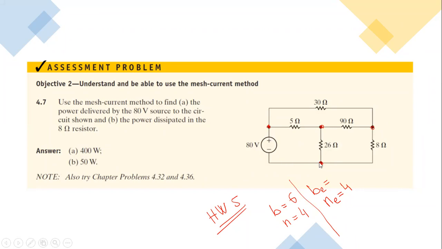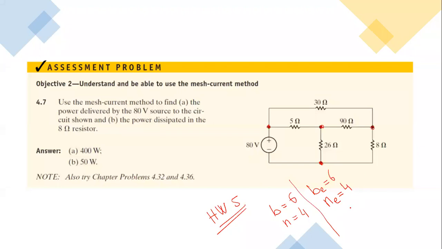So this is an essential node and this is an essential node, so this will be a branch. This is an essential node, this is an essential node, this will be a branch. If we count them, this is 1, this is 2, this is 3, this is 4, this is 5, and this is 6. So we have the same number. All branches in this circuit are essential, and all nodes are essential as well.